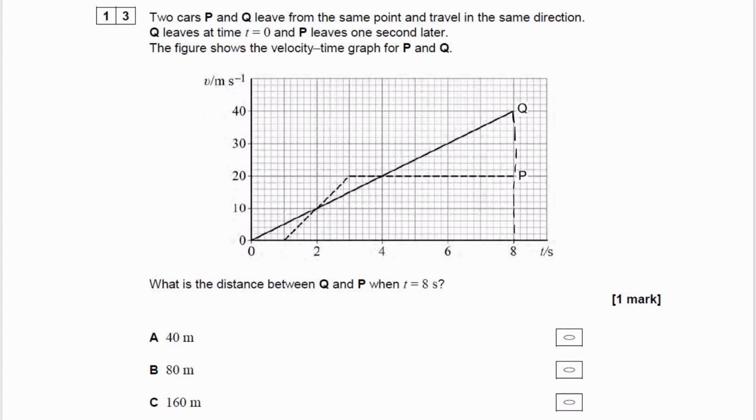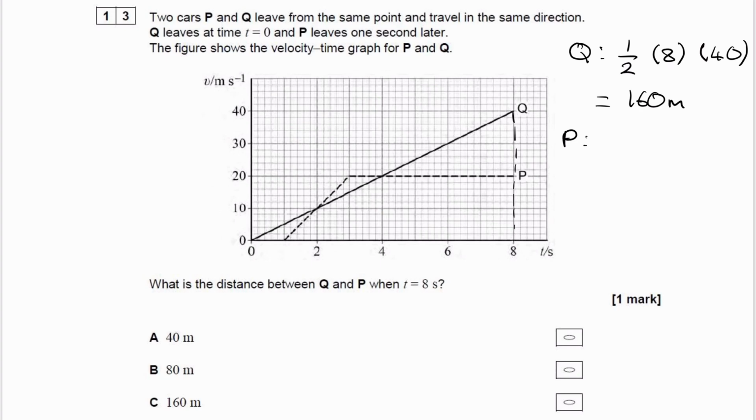So we're trying to work out the area underneath these two graphs for Q and P, work out the difference between the two areas, and that will then be the difference in distance traveled by Q and P. So let's start with Q. For Q, it's straightforward. This is just a triangle, so we're using half base times height. The base is 8, and the height is 40. So then the area here will be 160 meters.